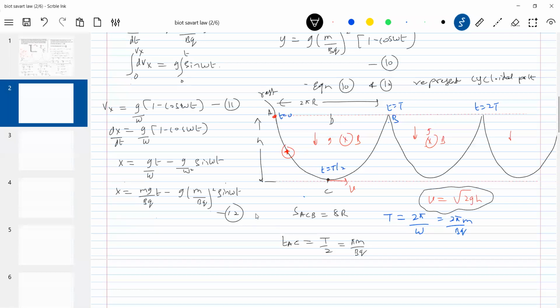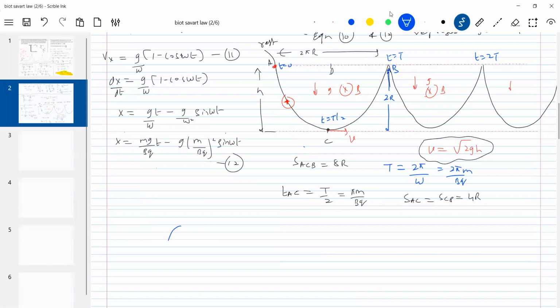SAC should be equal to how much? 4r, no? Because SACB is 8r. So here SAC equal to SCB should be equal to 4r. Now the relation between H and R: this is like a cycloid. So what will this distance be? This height will be 2r, no? Now you have to assume one more thing. It is as good as a ring rolling on this surface.